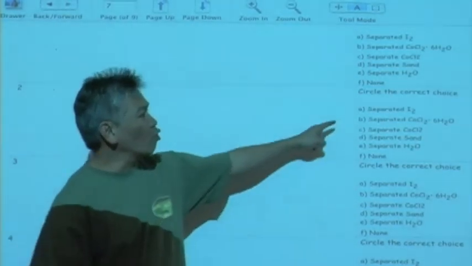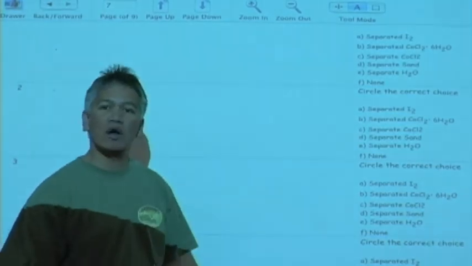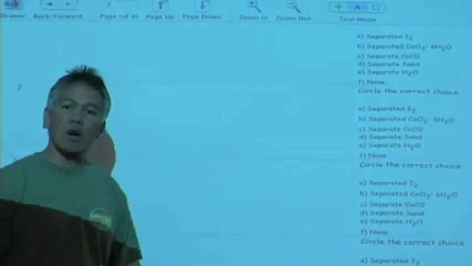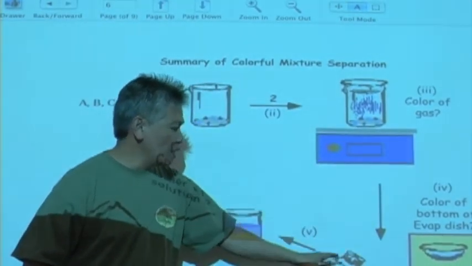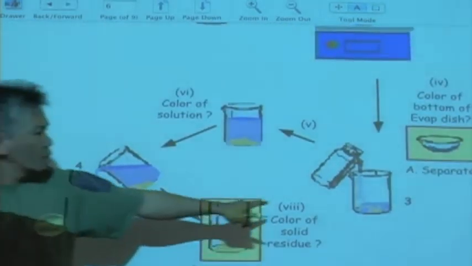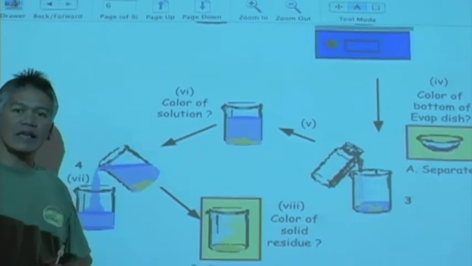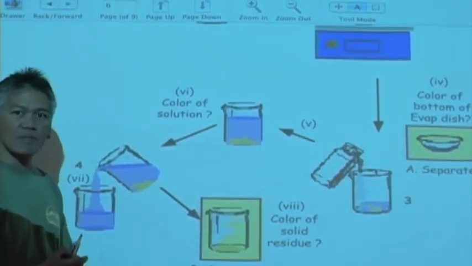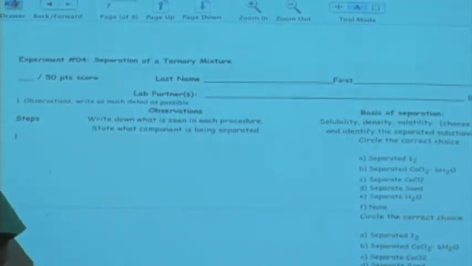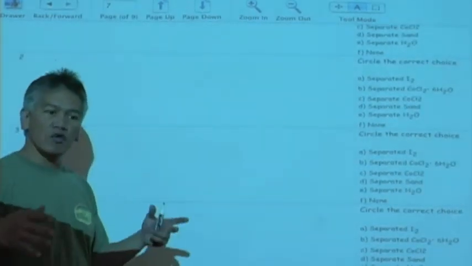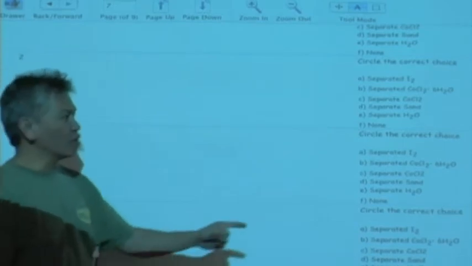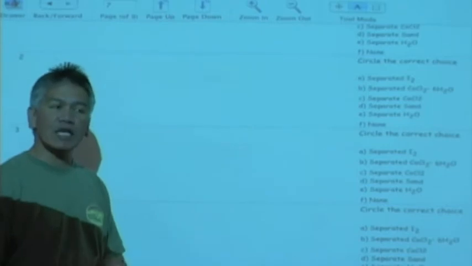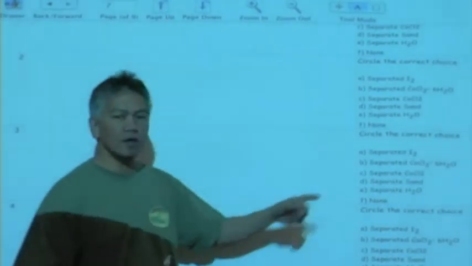If it's iodine, then you want to write iodine in your lab journal. If it's cobalt chloride, you want to write down cobalt chloride in your lab journal. If it's sand, you want to write down sand in your lab journal. Now, after step two, we go to step three, and we add deionized water to the mixture that is in the beaker. For step three, when you add water into the beaker, you want to write down what happens as you add water to that beaker and whether you cause a separation of one of the components. If in that particular step you didn't separate any of the components, then simply write none.